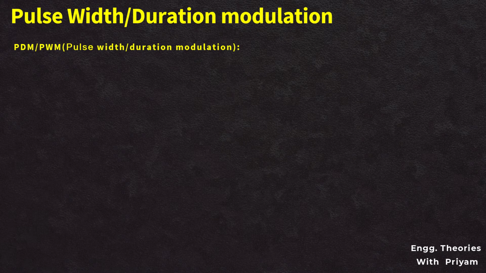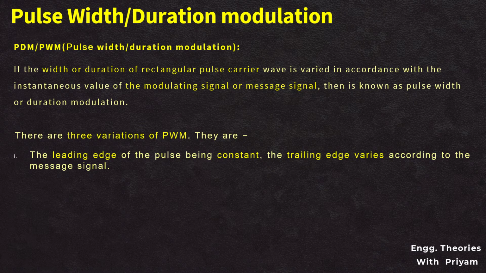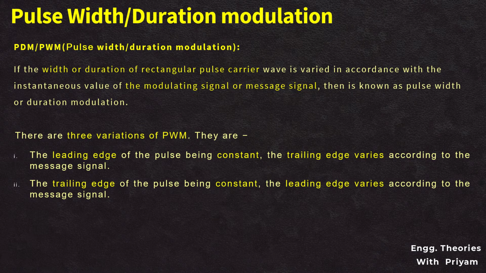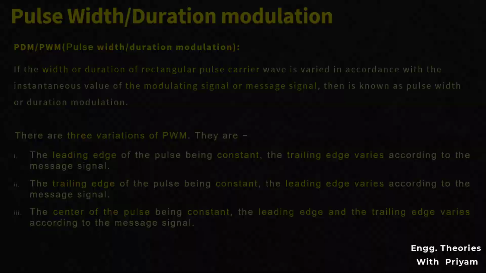Pulse width or duration modulation. If the width or the duration of the rectangular pulse carrier wave is varied in accordance with the instantaneous value of the modulating signal, then the modulation is known as pulse width or duration modulation. There are three variations of the PWM. The leading edge of the pulse is constant and the trailing edge varies according to the message signal. The trailing edge of the pulse is constant and the leading edge varies according to the message signal. The center of the pulse is constant and the leading edge and the trailing edge vary according to the message signal. The width of the modulated signal decreases when the amplitude of the message signal is increasing, and vice versa.